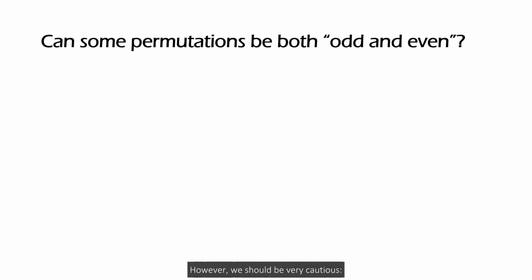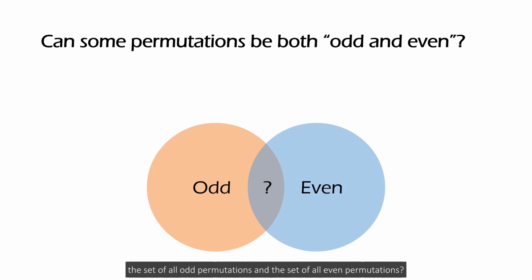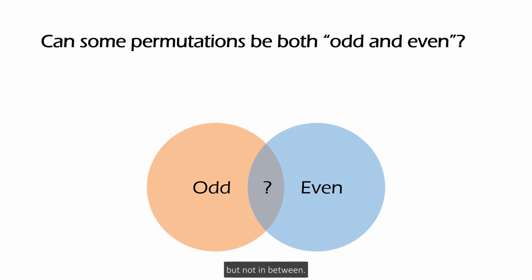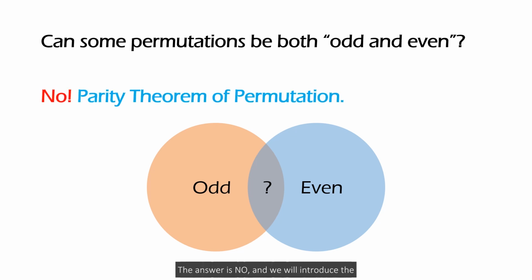However, we should be very cautious. Can some permutation be both odd and even? In other words, is there an intersection between the set of odd permutations and the set of even permutations? If so, then the definition is somewhat unsatisfying because people always want things to be either black or white, but not in between. The answer is no, and we will introduce the parity theorem of permutations to prove this property of permutations.